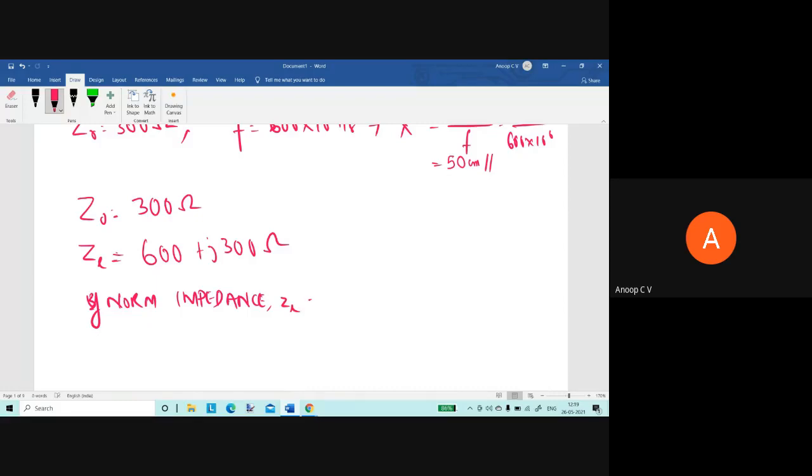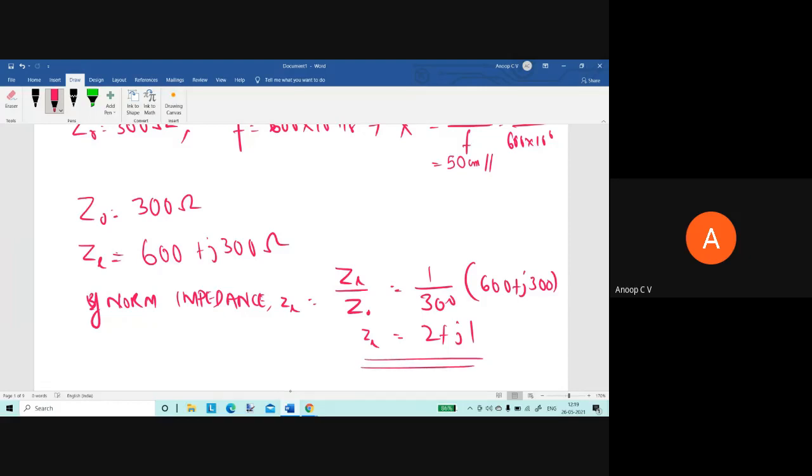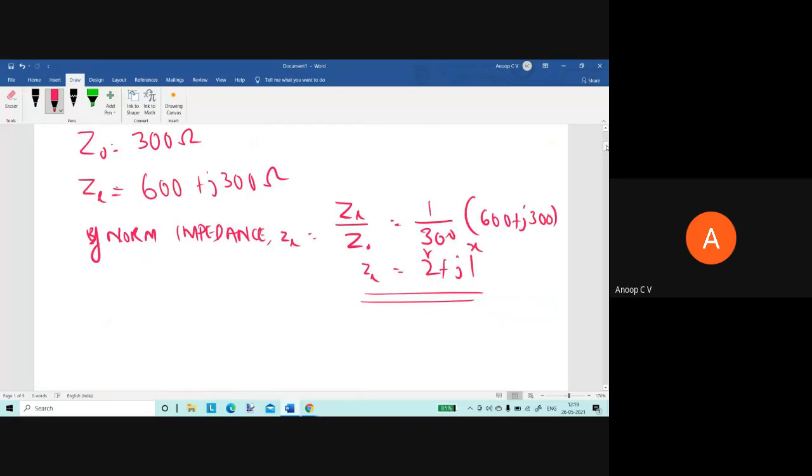Small ZL is equal to capital ZL divided by Z0. That is equal to 1 by 300 into 600 plus J300. So that is equal to 2 plus J1. Small ZL is equal to 2 plus J1. So R is given, X is given. In this case, we can directly mark ZL on our Smith chart, and then we can find YL as the diametrically opposite point.